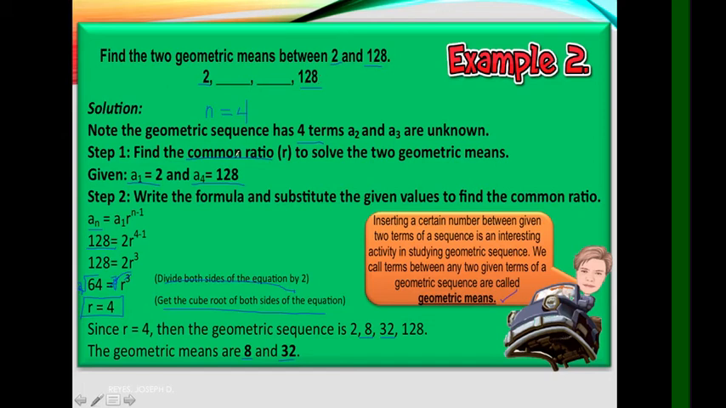And then, we need to find the common ratio. Because we do not know what the ratio is, since there are no numbers here. So, we have the a sub 1 and the a sub 4. It can also be named a sub n, because it is the very last part. Equals 128. And then, substitute the given and you will get r equals 4. Alright? Okay.